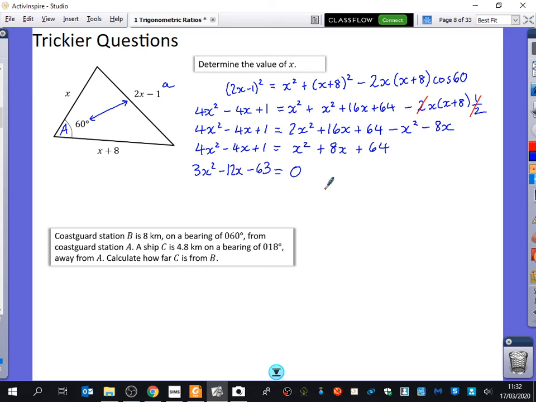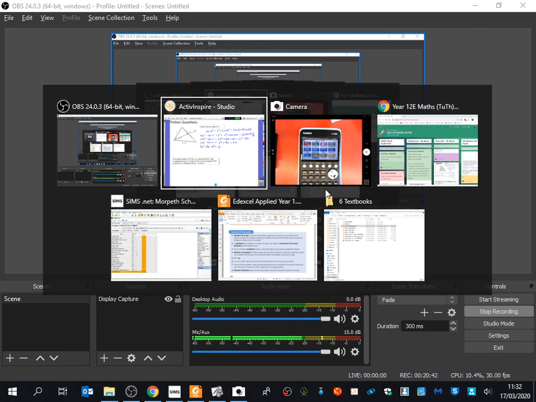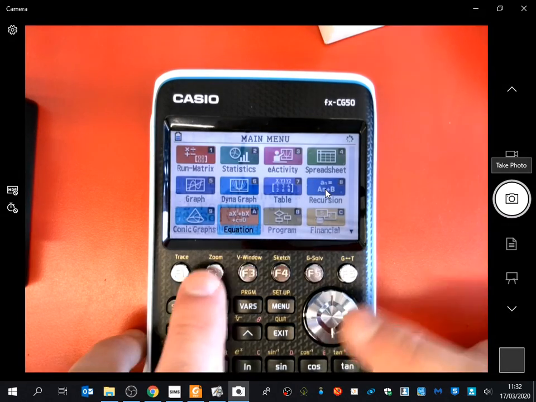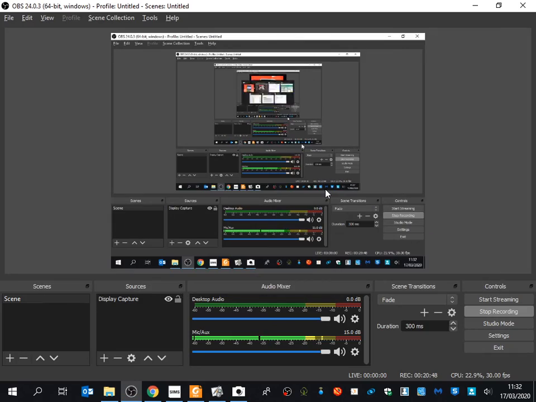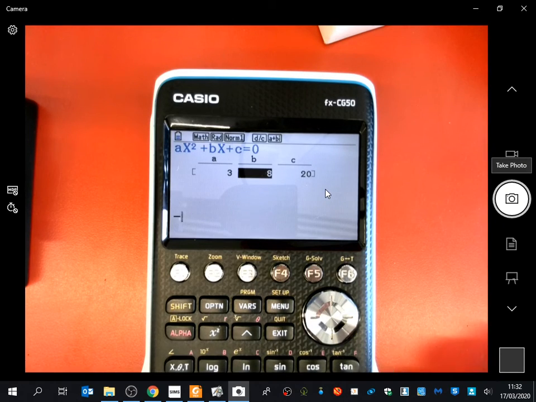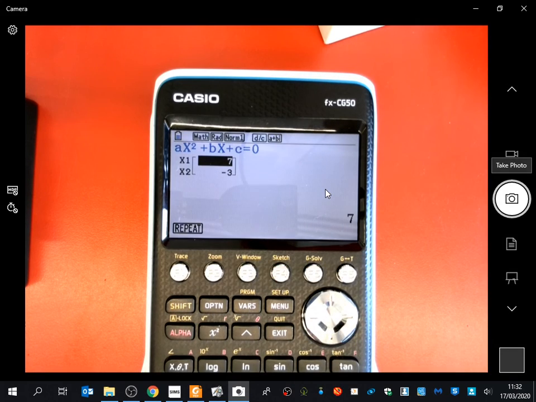And then I'm going to be lazy, and I'm going to use my equation solver. Okay, great. So I'm still going to show everyone how we do that anyway, in case you're not sure. Polynomial, degree 2, with coefficients 3, minus 12 and minus 63. So you've got x equals 7, x equals minus 3.